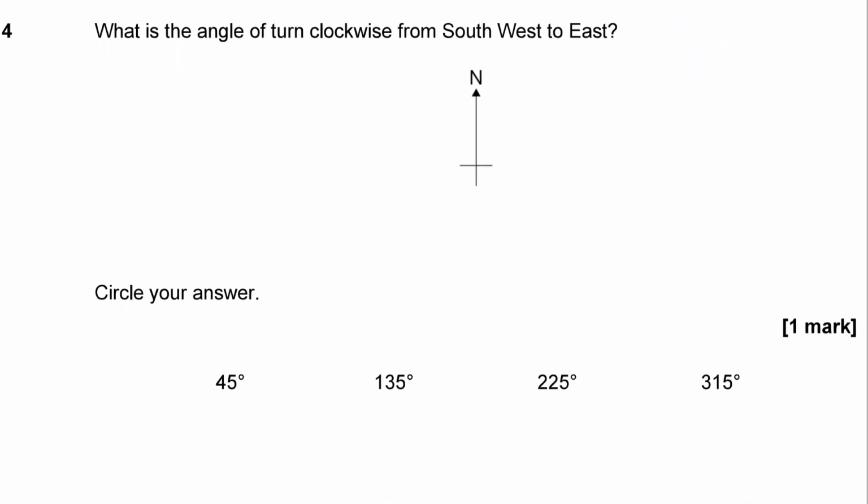Question 4. What is the angle of turn clockwise from southwest to east? Okay, so we've got a partial compass drawn here, north at the top. Never eat shredded wheat. North, east, southwest. So southwest is this direction here, isn't it? That's southwest. And if we want to turn clockwise from southwest to east, that means I am looking for the angle from here around to here, aren't I? Because east is in this direction.